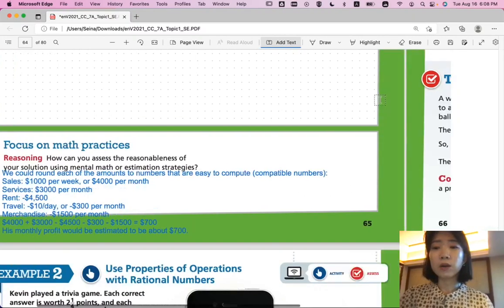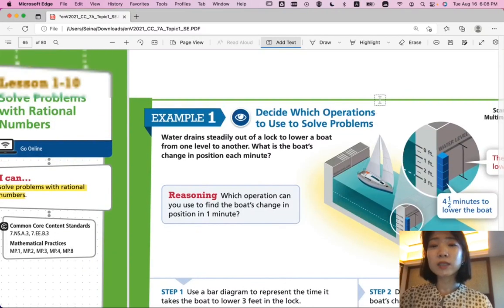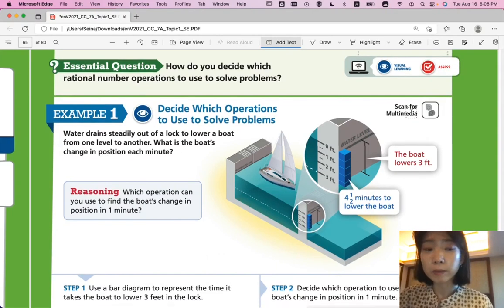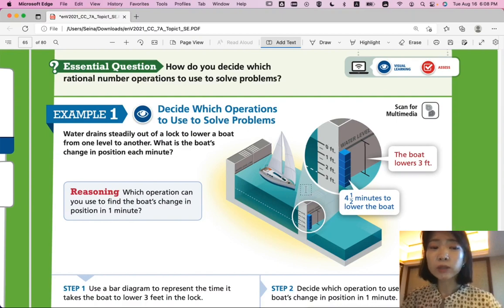Okay, let's start with examples. Throughout this lesson, please think about how you can decide which rational number operations to use to solve problems. Example 1. Decide which operations to use to solve problems. Water drains steadily out of a lock to lower a boat from one level to another. What is the boat's change in position each minute? The boat lowers 3 feet, and that took 4.5 minutes to lower the boat.